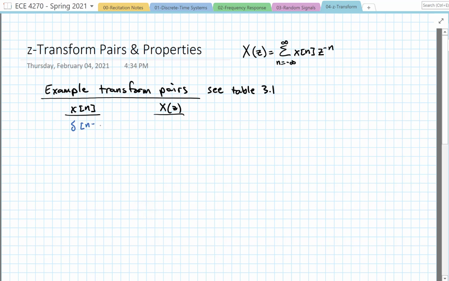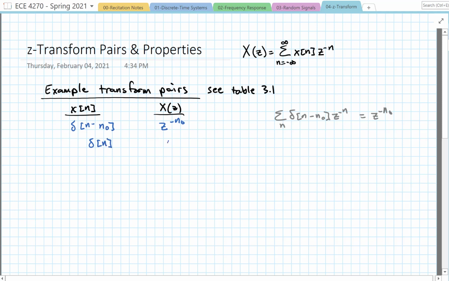For the most part, these are the pairs that you worry about. The first is pretty easy to come about. We could see this by applying the definition of the Z-transform. The sum over all n is just going to be z to the negative n naught. Quite straightforward. And therefore, although this is a special case, that's just equal to 1. That's very nice to know.